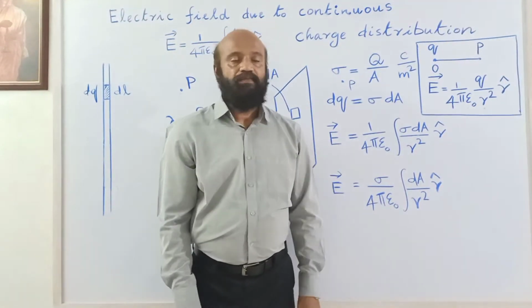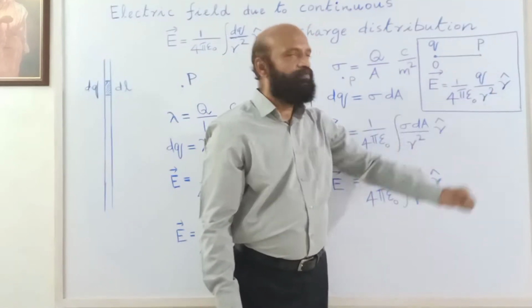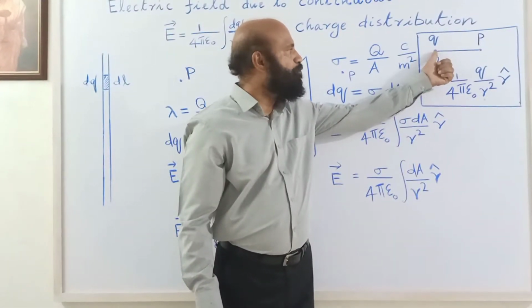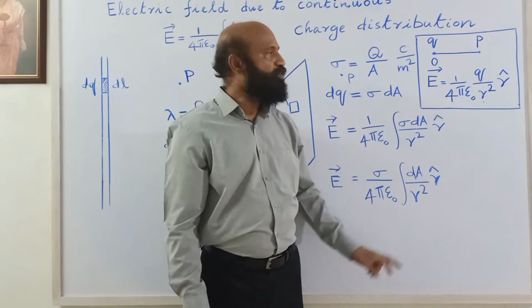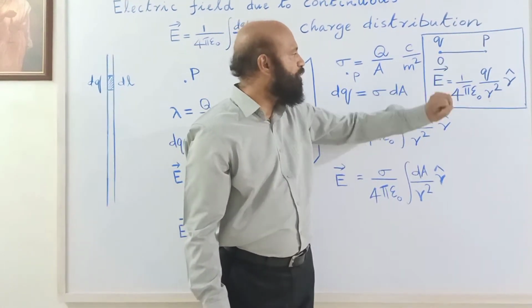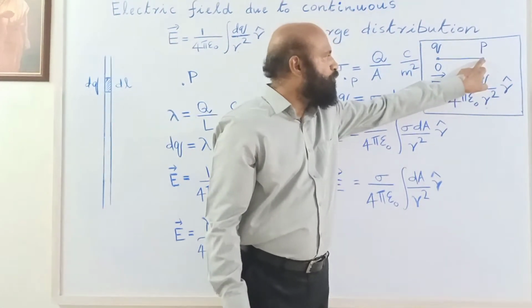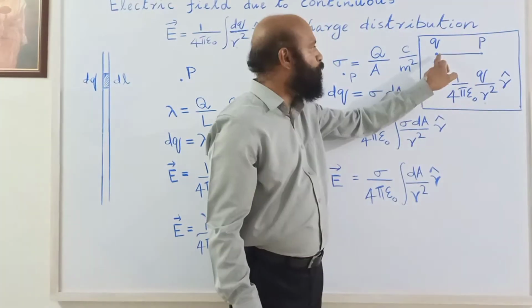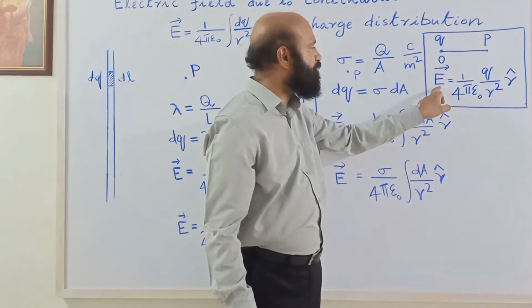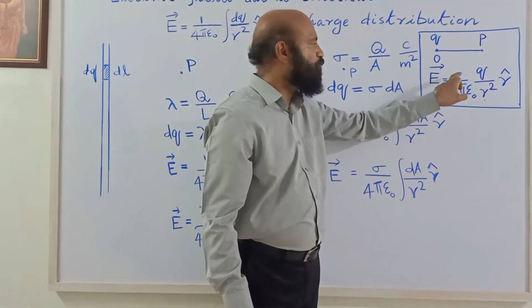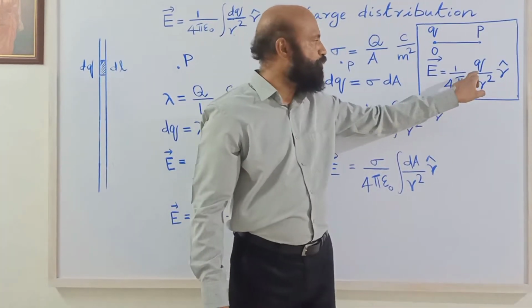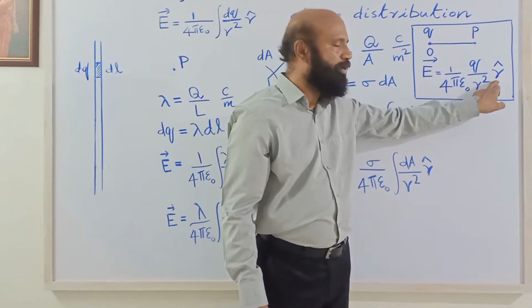We have completed electric field at a point due to a point charge. Point charge means size of the charge is very small. We have to find out the electric field here due to this point charge. For that, this is the relation: E vector is equal to 1 by 4 pi epsilon 0 q by r square r cap.